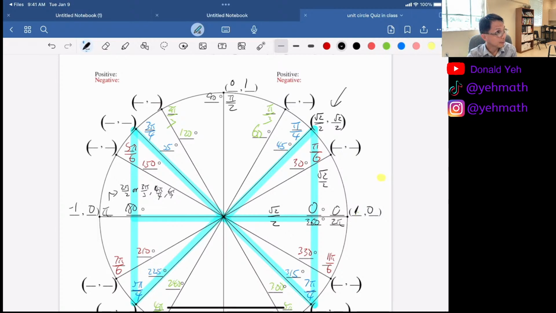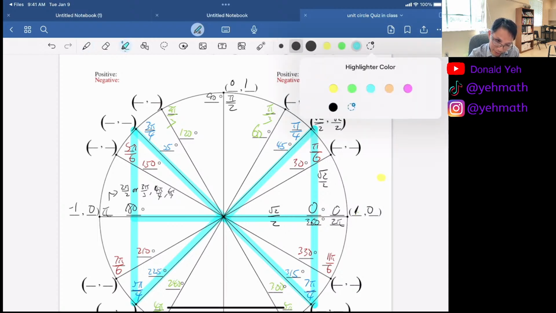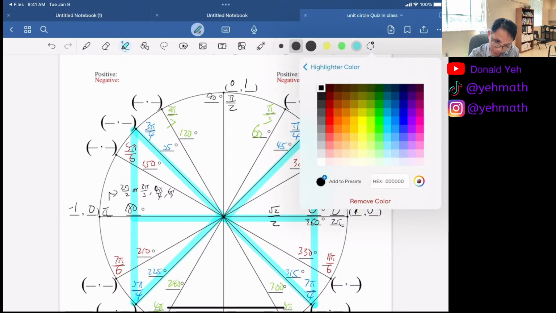Am I going okay? Too fast? Too easy? Are you guys asleep? All right. I don't want to see you guys fail on the next test. I'm not going to. Okay, so the next one is the red triangle. So we're gonna use the red. They don't have red. Let's use red.